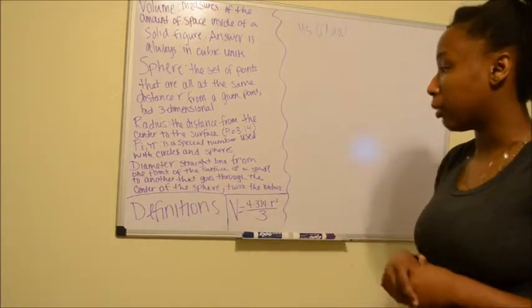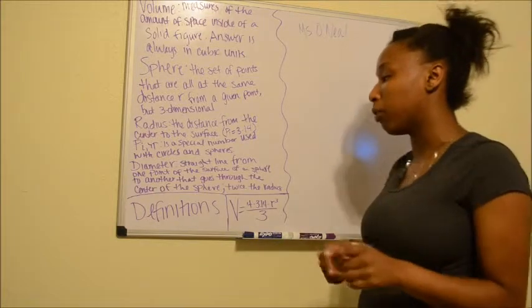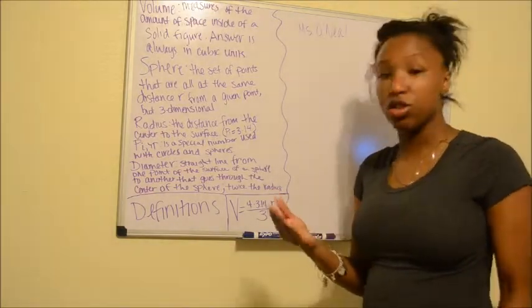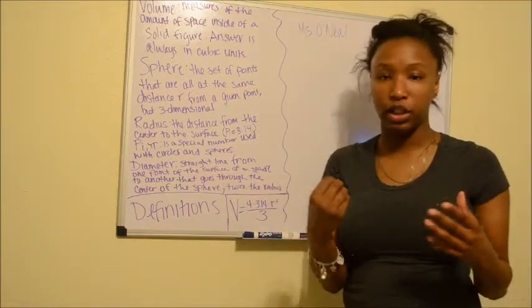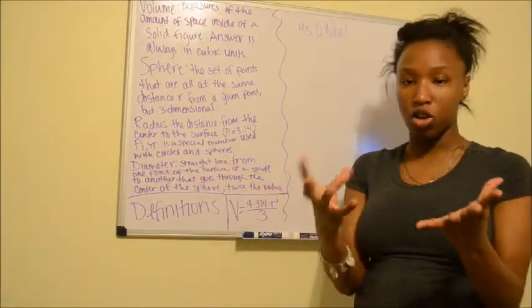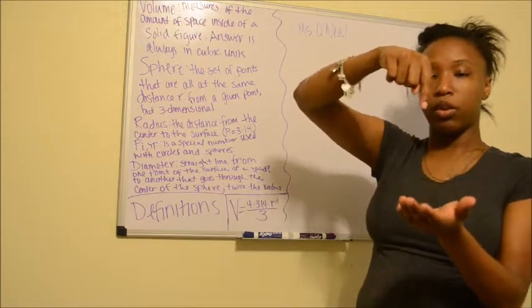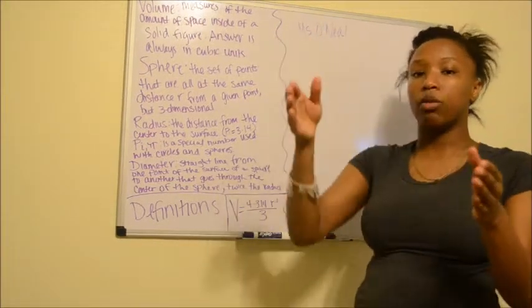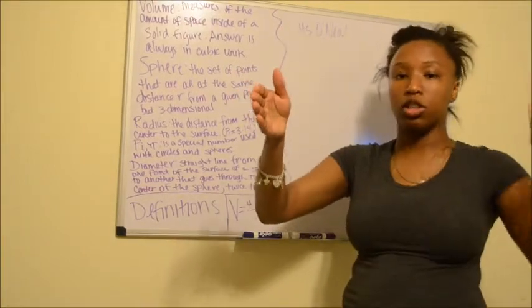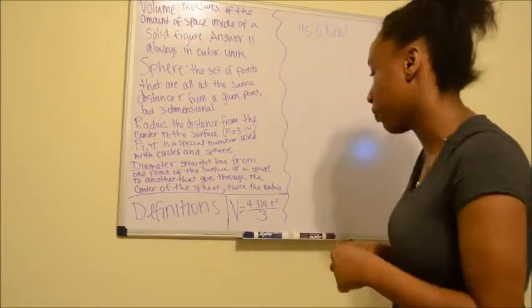And then you have diameter. Diameter is a straight line from one point of the surface of a sphere to another that goes through the center of the sphere, which is twice the radius. So when we had the basketball, and we had the center point to the surface of the basketball, now we're going from one side of the basketball all the way to the other side, but inside of the basketball.